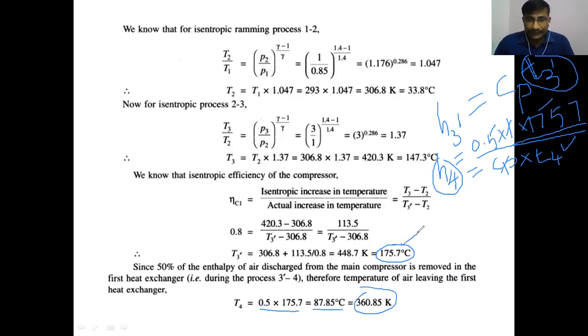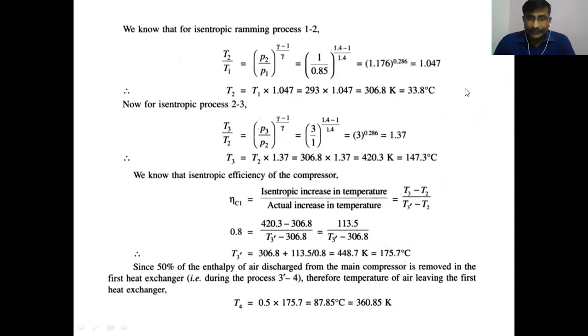That's why we are converting to centigrade here: in the enthalpy equation, the temperature must be in degrees centigrade, specific heat into temperature in degrees centigrade. Then we will get the enthalpy. Clear, students? This is the given data: 50% of the enthalpy is removed during the process 3 to 4. Therefore, T4 is equal to 0.5 into 175.7, and we get the temperature at point 4. T4 is the temperature of air leaving the first heat exchanger.